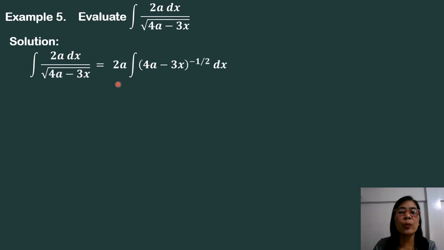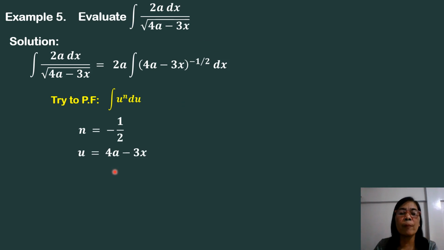So writing it as 2a times the integral of the square root in the denominator may be written in power form as the quantity 4a minus 3x raised to negative 1/2 times dx. So we can now apply the power formula for this function, following the form, the integral of u raised to n du. So we define our n, that will be the exponent negative 1/2. The base of this exponent will now be the value of u, that's 4a minus 3x, and du will be evaluated from this assumed value of u.